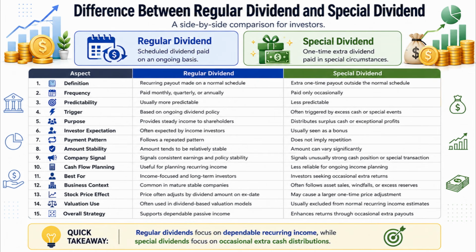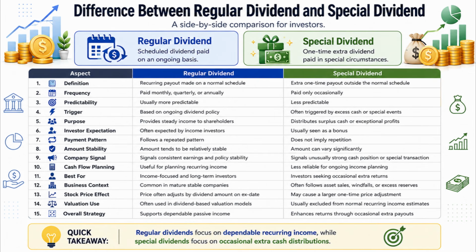Number 3. Regular dividend is usually more predictable, whereas special dividend is less predictable. Number 4. Regular dividend is based on the company's ongoing dividend policy, whereas special dividend is often triggered by excess cash or special events. Number 5. Regular dividend is meant to provide steady income to shareholders, whereas special dividend is meant to distribute surplus cash or exceptional profits.